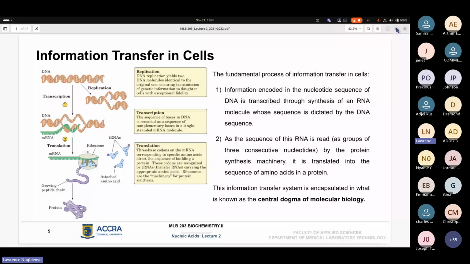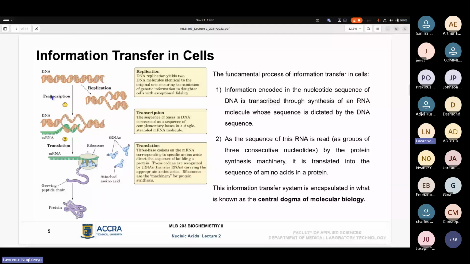And what are these codes for? So the final product that comes from these codes are proteins, as you see from the video. And this is what we refer to as the central dogma of molecular biology, which simply is to say that the code which is in DNA is first copied onto a messenger RNA by the process of transcription.